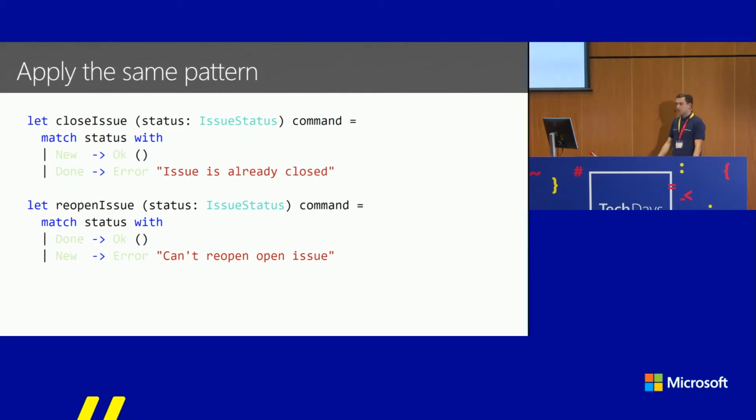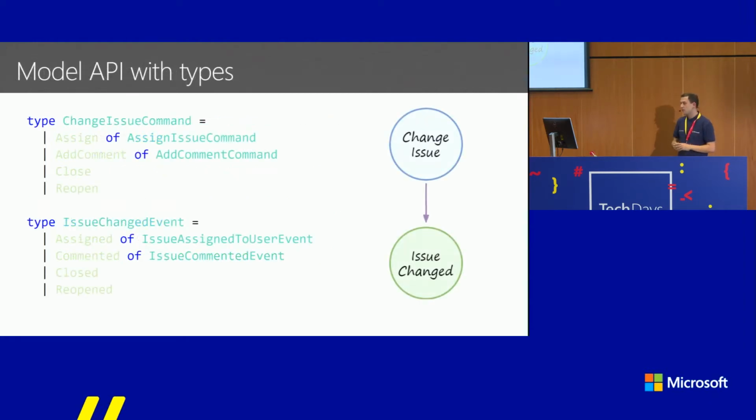So how do we expose this to our API now? We have like 4 functions, 8 types. It's a bit messy. So I wanted to keep it as clear as we had for the create scenario. So I define higher level types. I have just one change issue command and one change event.